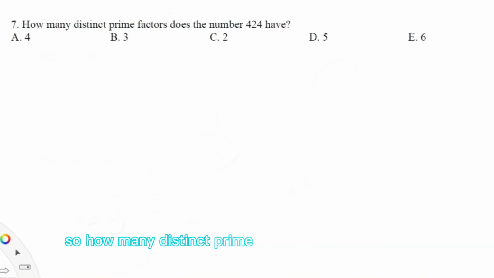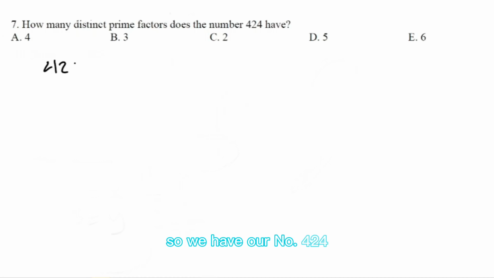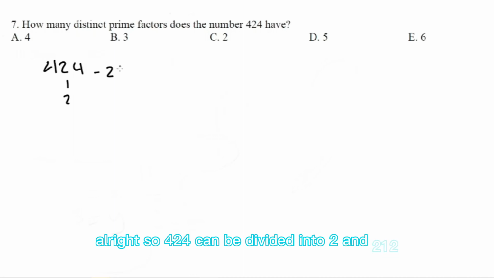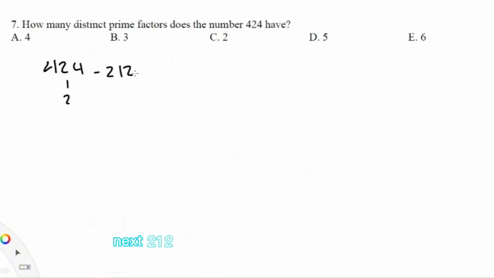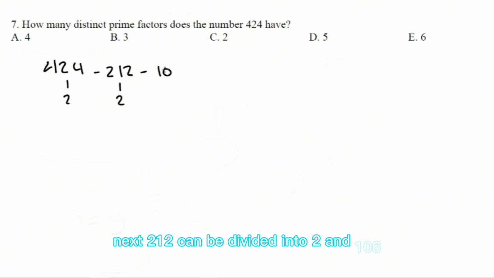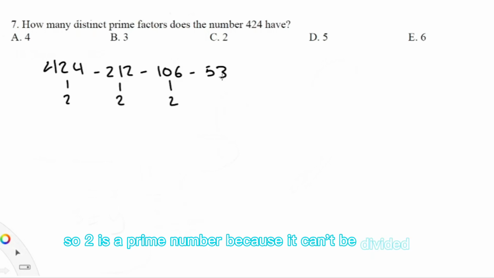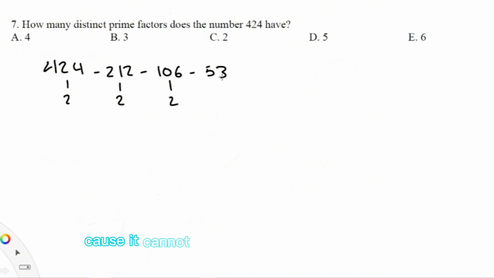Okay, so how many distinct prime factors does the number 424 have? So we have our number 424. Alright, so 424 can be divided into 2 and 212. Next, 212 can be divided into 2 and 106. Next, 106 can be divided by 2 and 53. Alright, so now let's look at these numbers. So 2 is a prime number because it cannot be divided by any other number than 1 and 2. And 53 is also a prime number because it cannot be divided by any other number other than 1 and 53. So these are our two prime factors.